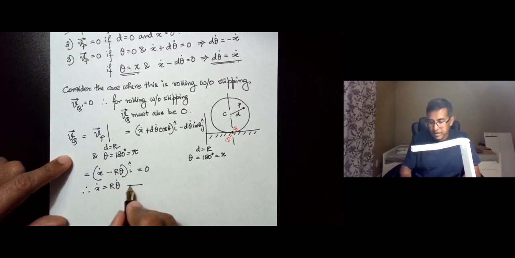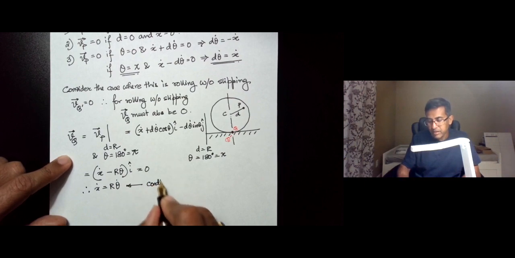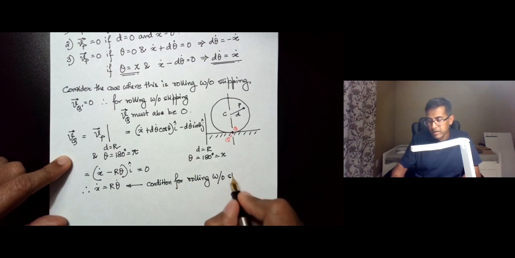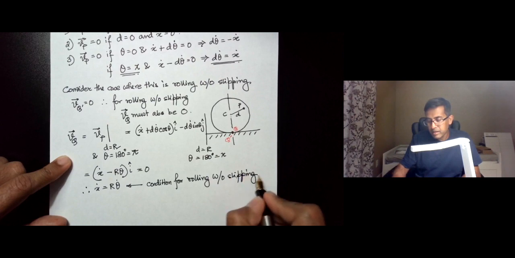So we see that the condition for rolling without slipping is x dot equals R theta dot. And if you go back to your basic kinematics, you will see that yes, that agrees with the condition for rolling without slipping that we typically impose for a rolling disk. That is, the forward velocity is related to R times the angular velocity, and that is also evident from here.